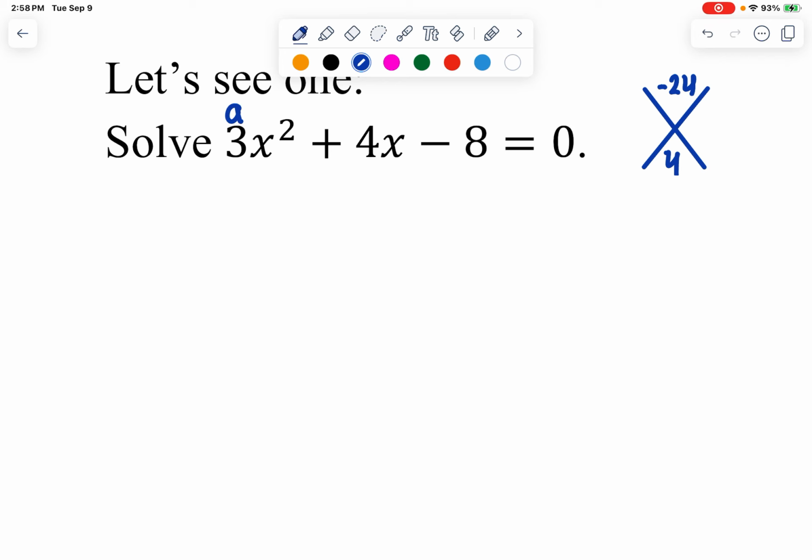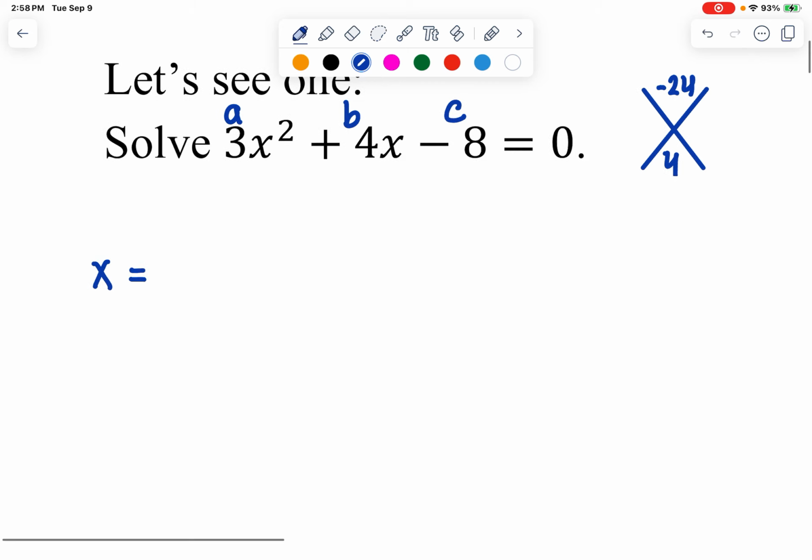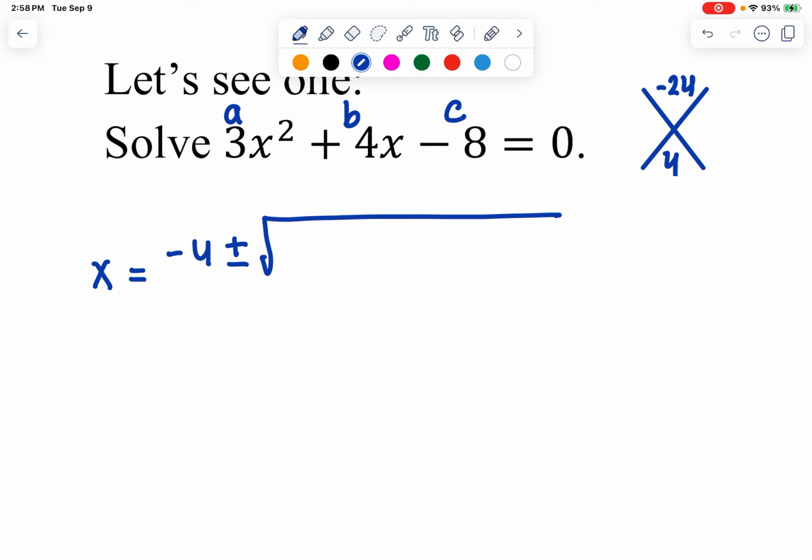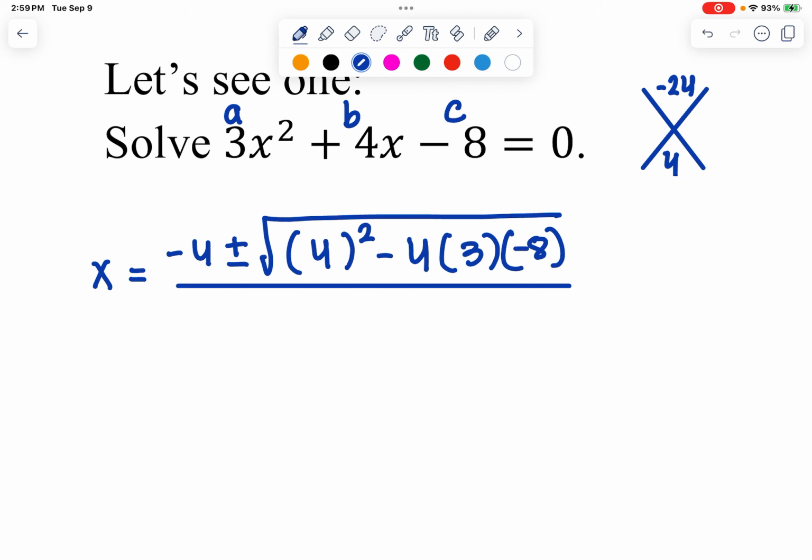A is the coefficient in front of x squared, b is the coefficient in front of x, and c is your constant. Using the quadratic formula, you have x equals the opposite of the b value, negative 4, plus or minus the square root of the b value squared, so that's 4 squared, minus 4 times a times c. A is 3, c is negative 8, all over 2 times a.